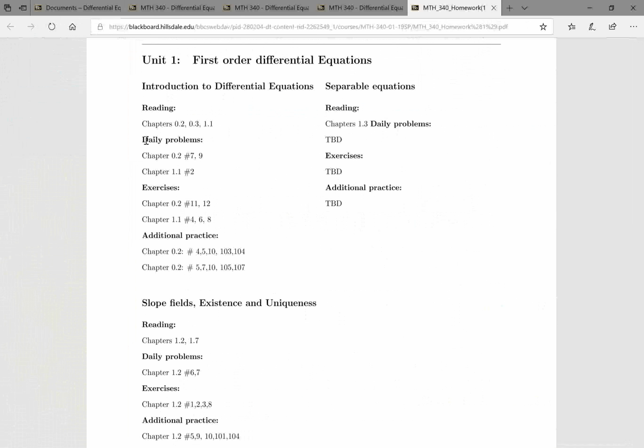All right, so the daily problems are there. The exercises are also required problems that you should be working out on paper and be prepared to turn those in when we have a quiz coming up in a few weeks. And then there's some additional practice problems which are not required, but you are encouraged to give them a try to supplement the problems that are required.